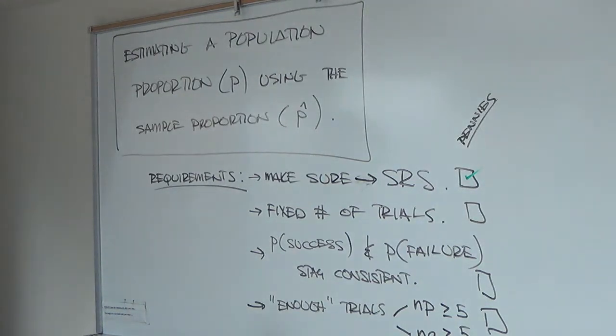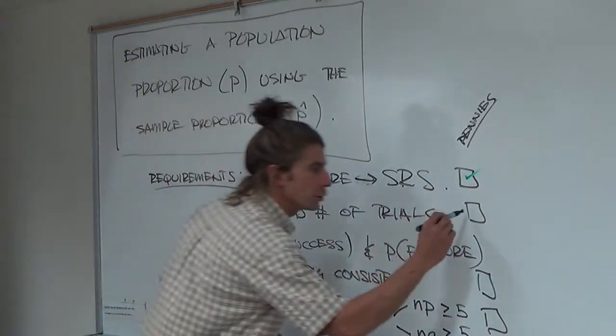Were there a fixed number of trials in our experiment? Yes, because I gave you all a penny and I said, go spin it 10 times and see what happens. I did not say keep spinning it until you get half heads and half tails. I said go spin it 10 times, write down what you got, and come back. Good.